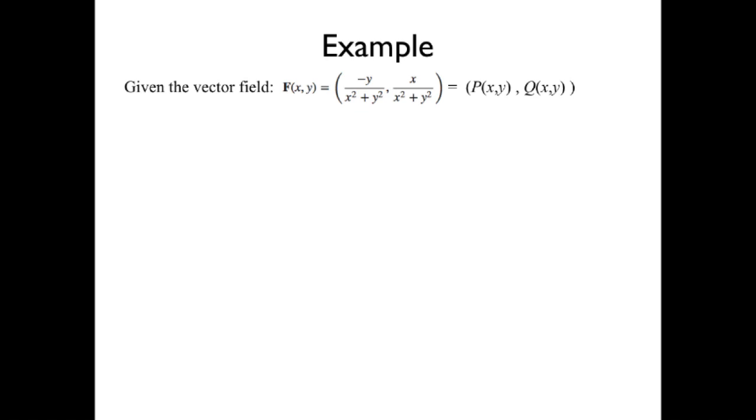And then if we have a third dimension, it will be R. R will be the z component of a three-dimensional vector field.